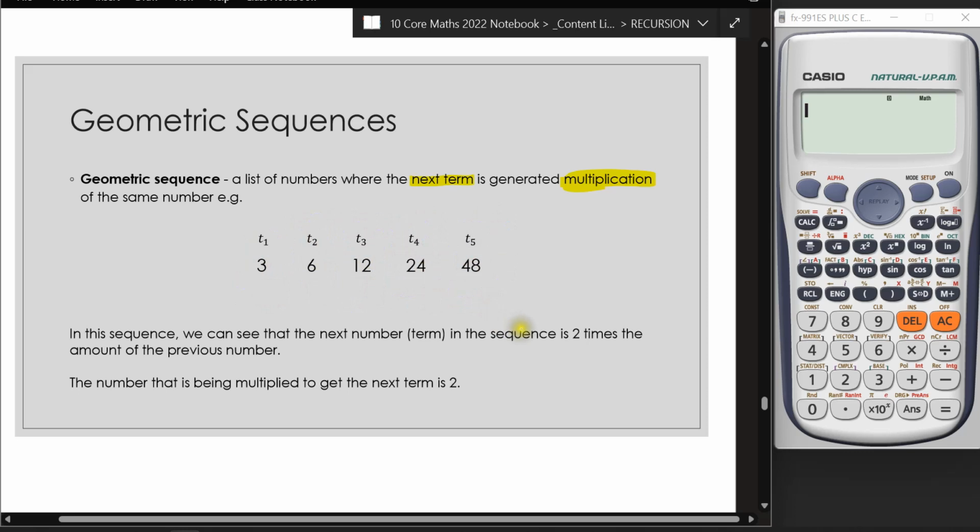In this sequence, we can see that the next term is twice the previous number. If you look at 3 and 6, term number 2 is double term number 1. Term number 3 is double term number 2, which is 6, so that means term 3 is 12. That's it, it's double, and you can see the pattern. It is multiplying by 2 each time. So the number that we're multiplying by in this case is the number 2, so it's increasing by times 2.